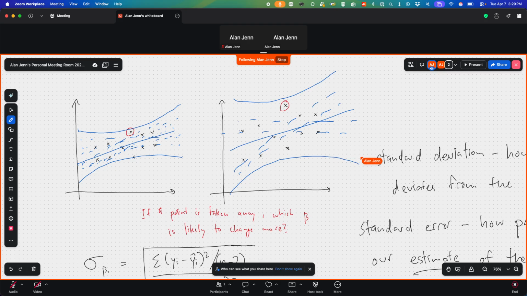Okay, so again, standard error is just about the confidence we have in our estimate of the slope, okay, which is a made up value, right? It's not the true value, but we would hope that the true value would lie somewhere in that range. Any questions about this?